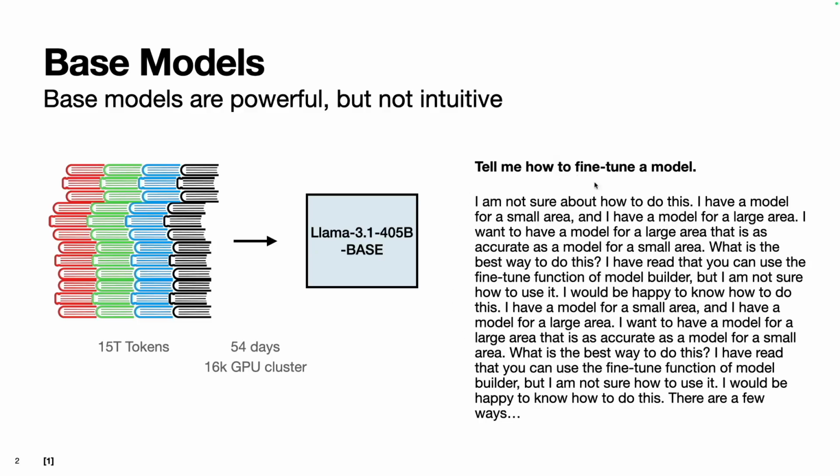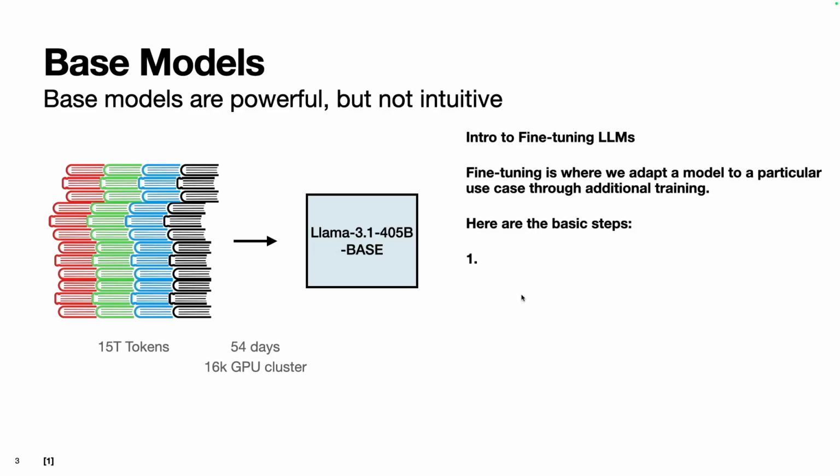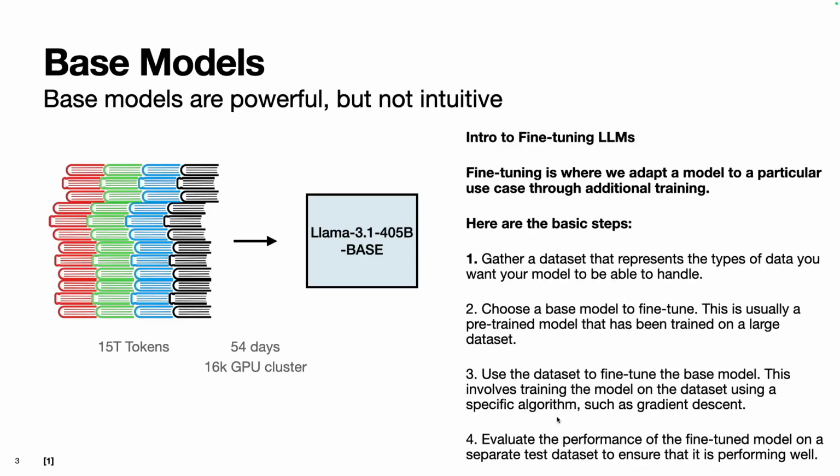In order to get one of these base models and foundation models to actually give us a helpful answer, we really have to do a lot of work on the prompt engineering side. So instead, I might construct this artificial blog post or something like that, where I have a title that says "Intro to Fine-Tuning LLMs. Fine-tuning is where we adapt a model to a particular use case through additional training. Here are the basic steps." And then with this more structured and additional context, the model actually generates a pretty helpful response.